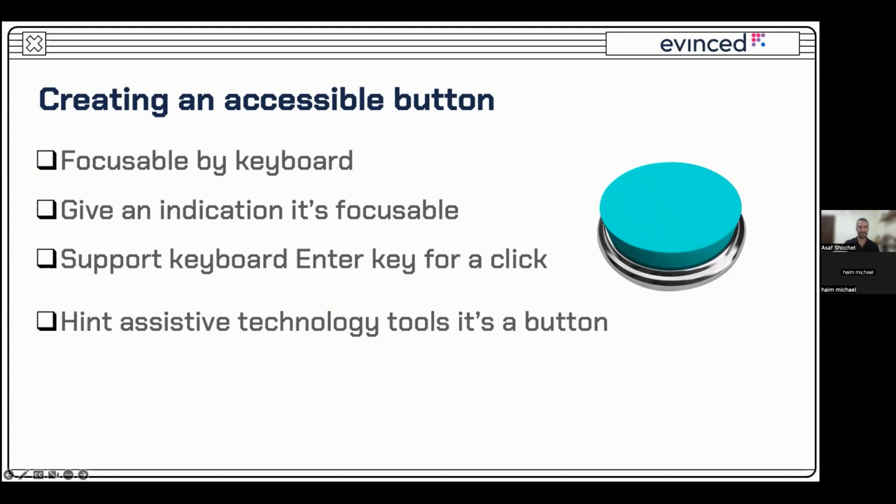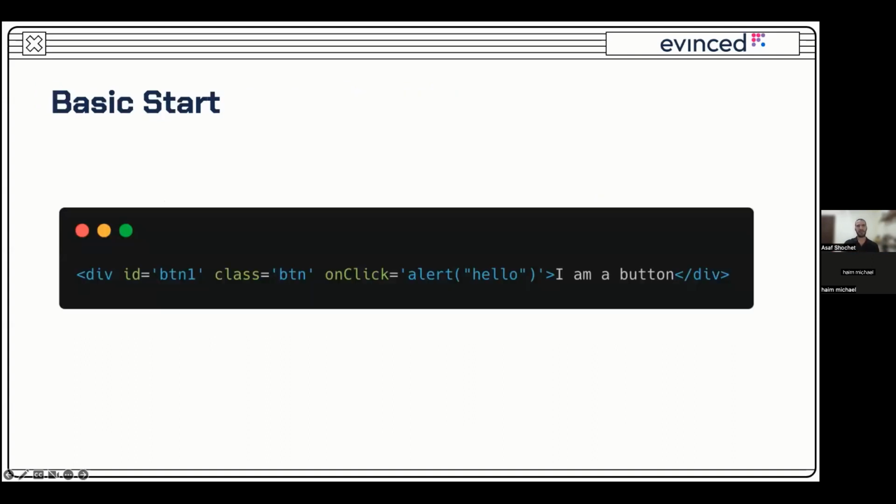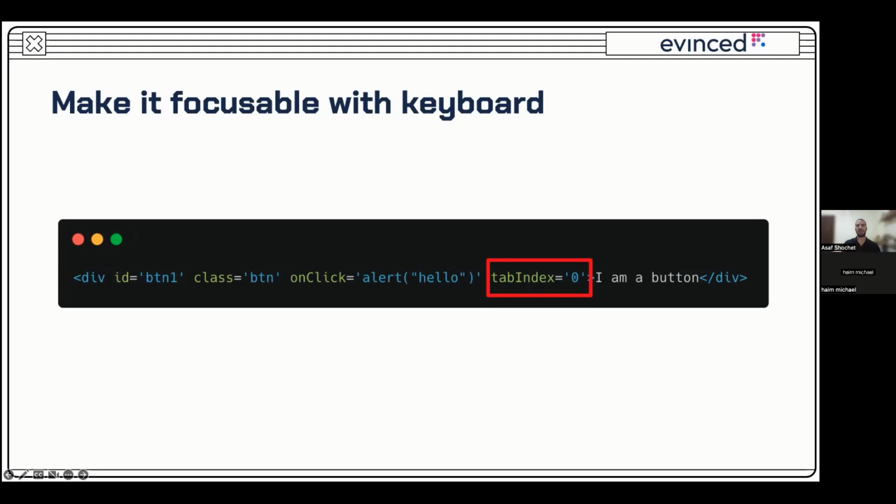Okay, sounds easy. So let's get into it. This is the basic start for a button. So this is a div. I gave it an ID of button1, class button, and what actually makes it a button is the onClick. When you click on the div, it alerts with an amazing hello. Believe me, it works. Now let's make it focusable by keyboard. We can do it by using the tabindex attribute, which is used only for putting this element in the tabbing order of the browser.